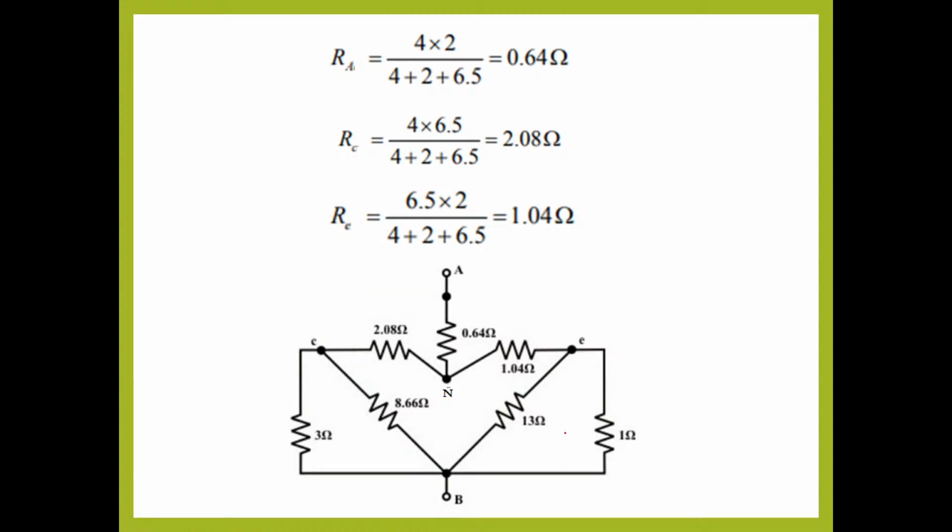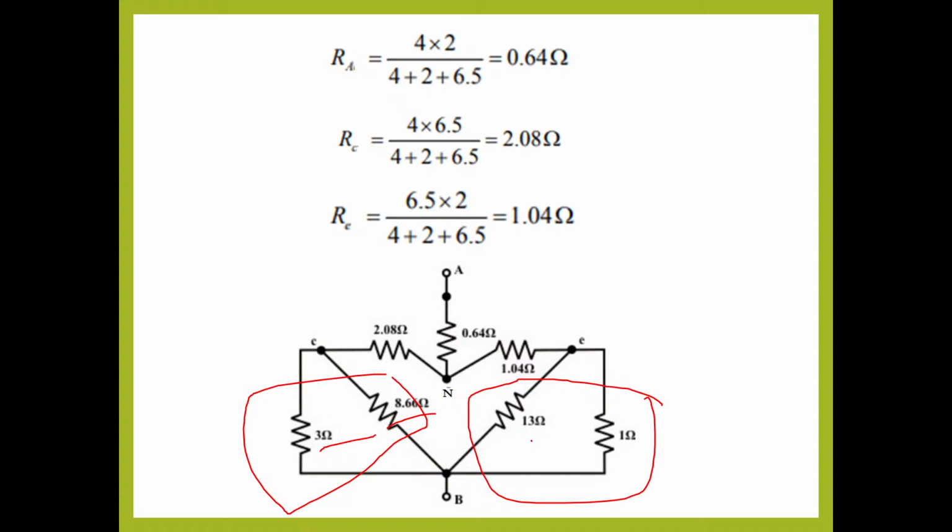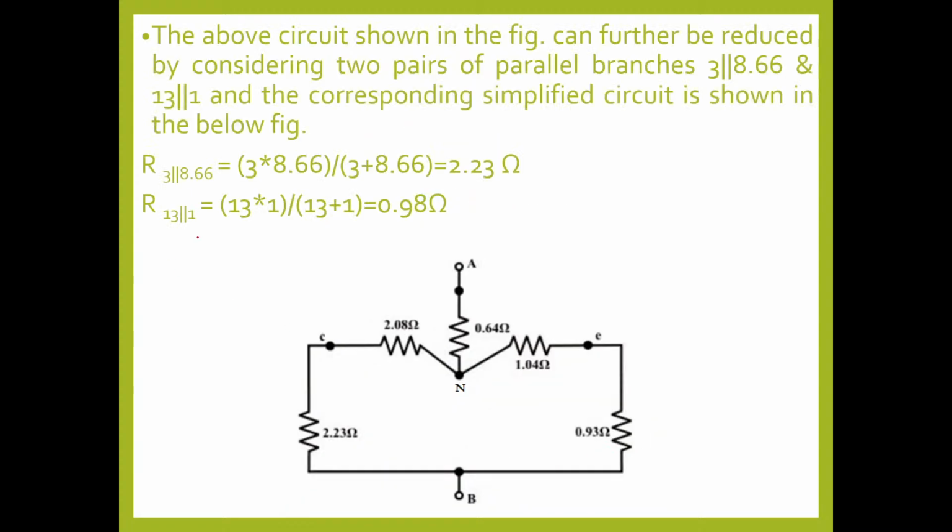Now as I have already told you, these two resistors seem to be connected in parallel, and these two resistors seem to be connected in parallel. So I can further simplify them. This simplification is 3 into 8.66 divided by 3 plus 8.66, and I will get a single resistor. Here 13 into 1 divided by 13 plus 1. I might have done that here.